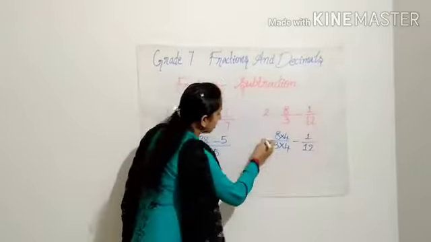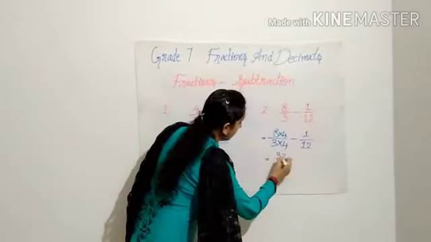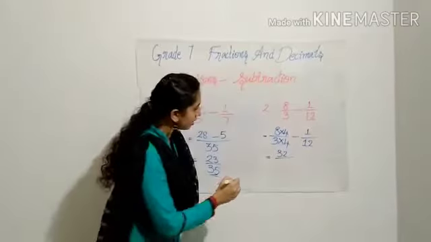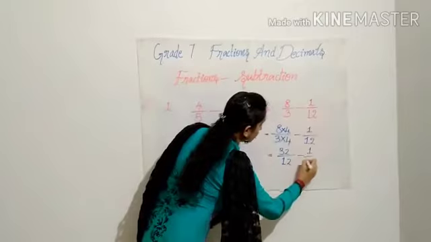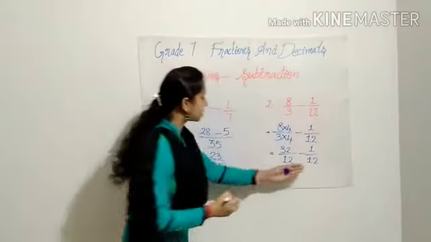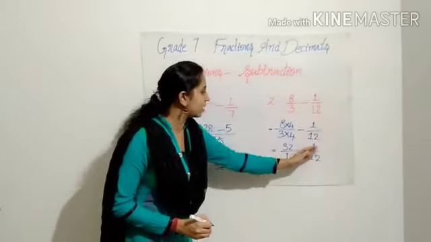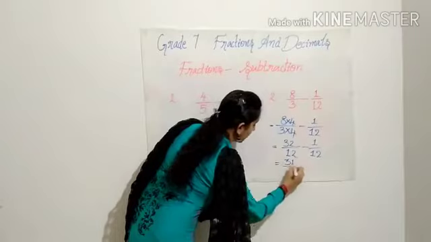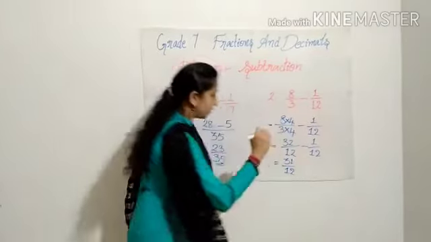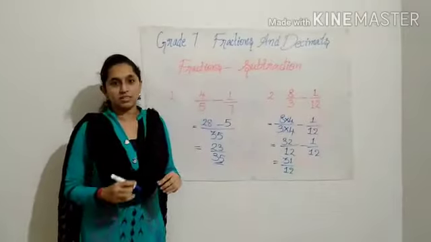So here what is the answer, children? 8 into 4, 32 by 3 fours are 12, and minus 1 by 12. So now the denominators are the same. We can subtract the numerators. 32 minus 1, that is 31 by 12. That is the answer. Now let's move on to multiplication of fractions.